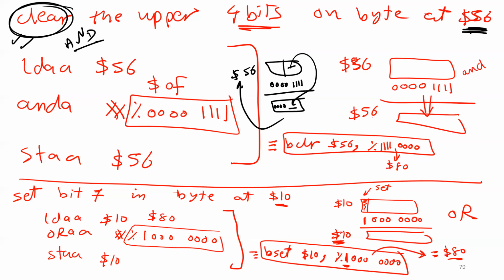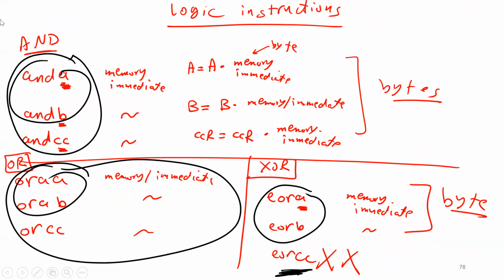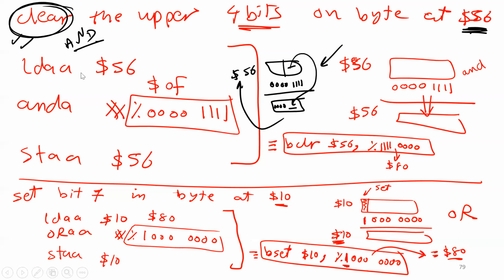So you need to ask yourself, do I have an instruction to do this operation with a memory location and an immediate value? No, we don't. All of them have to go through registers A and B. That's why, number 1, I'm going to load register A with 56. So I read the byte, and then I do the AND operation with this immediate value, the same 0 0 0 0 1 1 1 1.